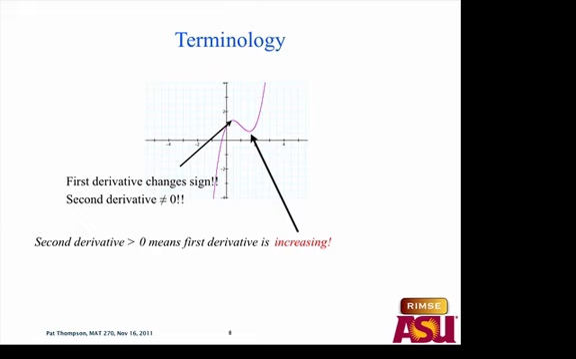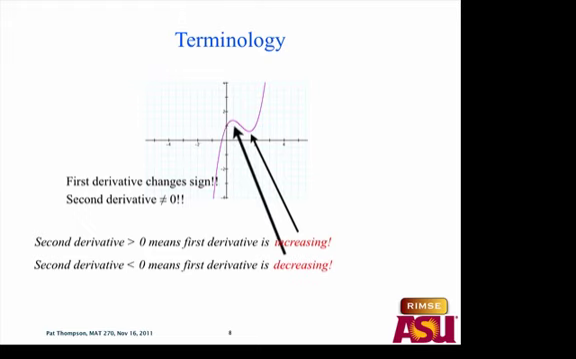So is the first derivative increasing all through there? Yeah, because it's becoming less negative and more positive. The rate is. Okay. Second derivative less than 0 means first derivative is decreasing. And that happens where? At our relative maximum.